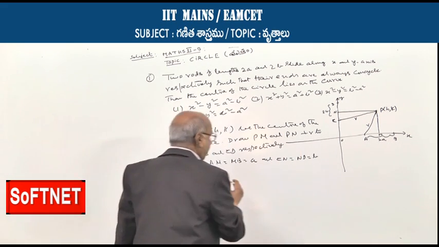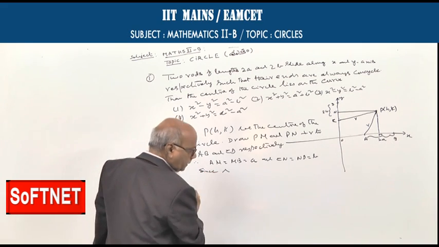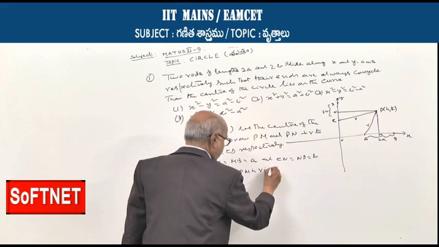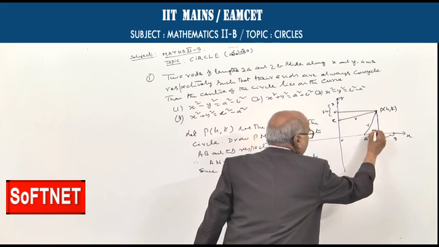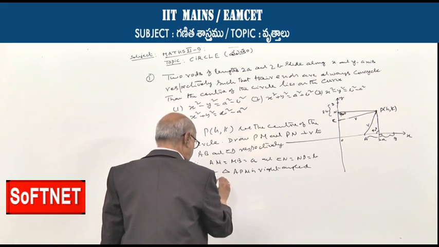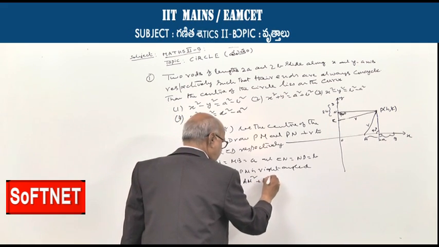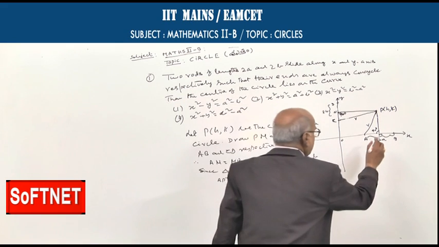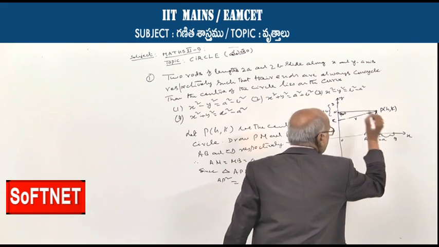Okay. Now, since triangle APM is right angled, AP square is equal to AM square plus PM square, that is a square plus k square.